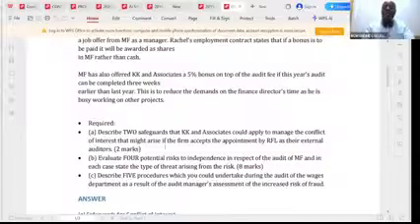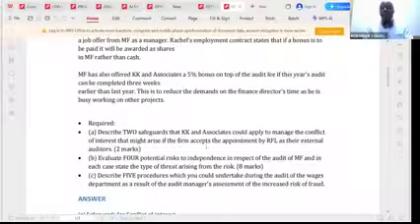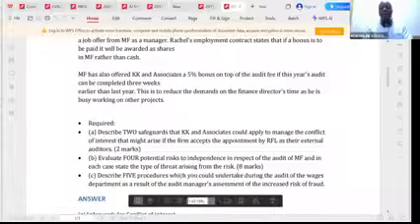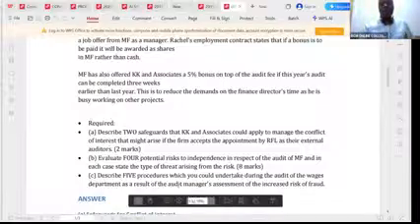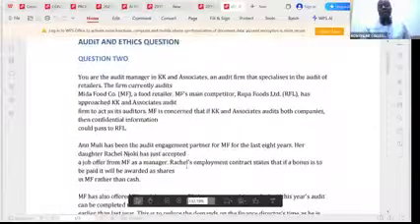So required, they want us to describe two safeguards that KK and Associates could apply to manage the conflict of interest that might arise if the firm accepts the appointment by RFL as the external auditors. 2 marks. Evaluate potential risks to independence in respect of the audit of MF, and in each case, state the type of threat arising from the risk. C, describe 5 procedures which you could undertake during the audit of the wages department as a result of the audit manager's assessment of the increased risk of what here? Fraud.